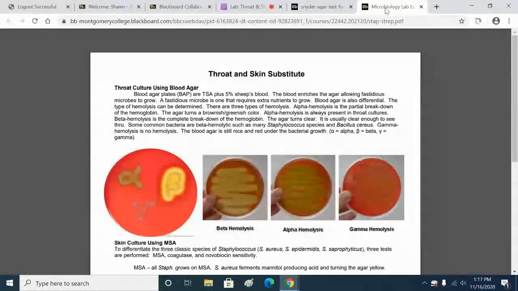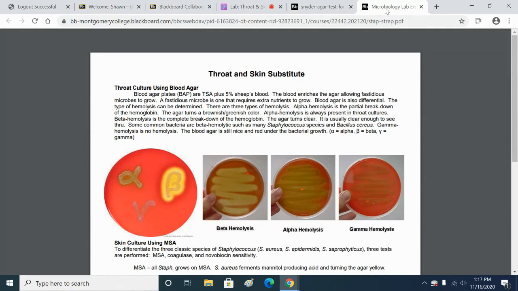And so the blood enriches the agar. Because blood has a lot of nutrients in it, right? Proteins, carbohydrates, fats, purines, pyrimidines, all kinds of growth factors. So there's lots of good stuff in blood. And so if you have an organism that needs additional nutrients, it may not grow well or grow at all on plain TSA. But you add blood to it, and then those microorganisms will grow.